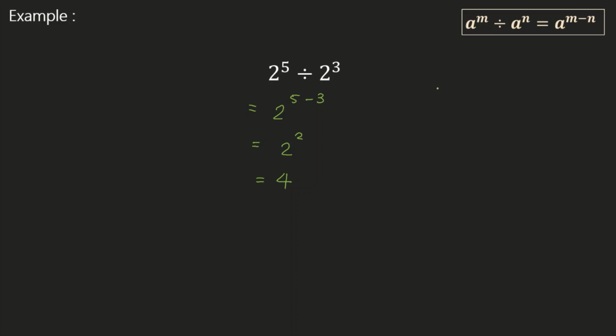Now let's use another method and recompute this problem. So 2 to the 5th is 2 multiplied by itself 5 times. So we have 5 2's here. And then divided by 2 to the third, which is 3 2's multiplied together. So here we have 5 2's divided by 3 2's. So we're left over with 2 2's. Okay. And the answer is also 4.